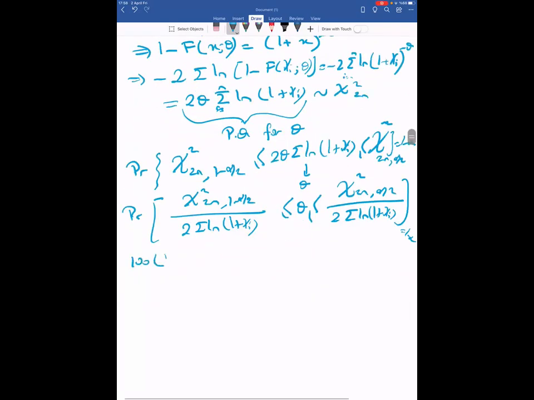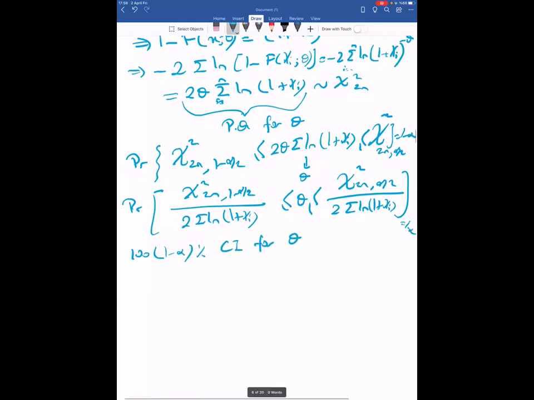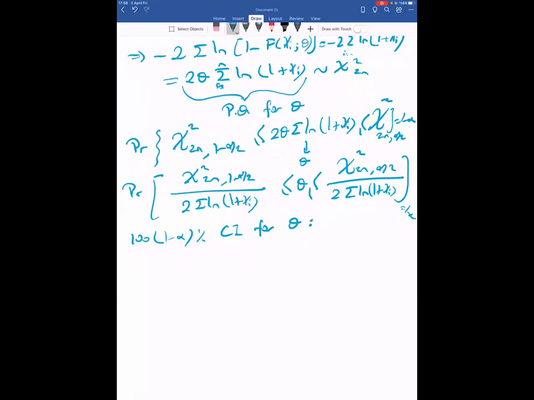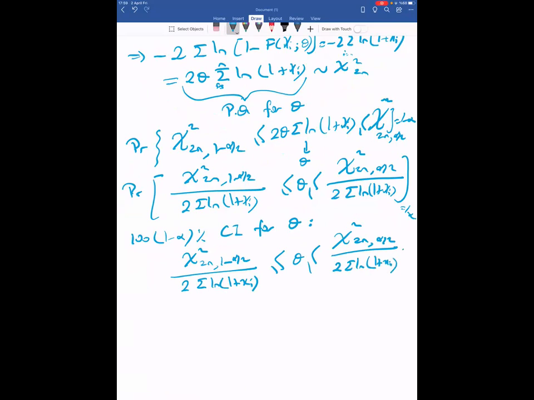Then the 100(1 minus alpha) percent confidence interval for theta: we will have chi-square 2n 1 minus alpha over 2, over 2 times summation ln(1 plus xi), and chi-square 2n alpha over 2, over 2 times summation ln(1 plus xi). So this will be the confidence interval.